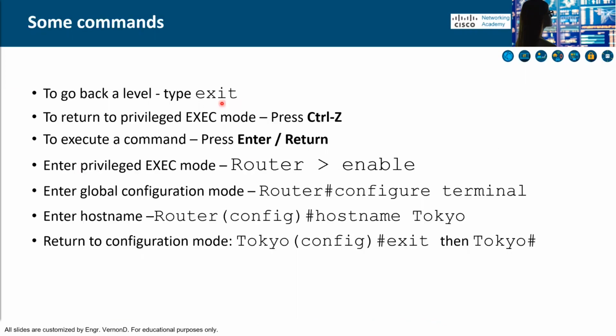Some of the commands are: exit to go back a level, Ctrl-Z to return to privileged exec mode, enter or return to execute a command, enable to enter privileged exec mode, configure terminal to enter global configuration mode, hostname followed by the name of the host to enter a host name, exit to return to a configuration mode.